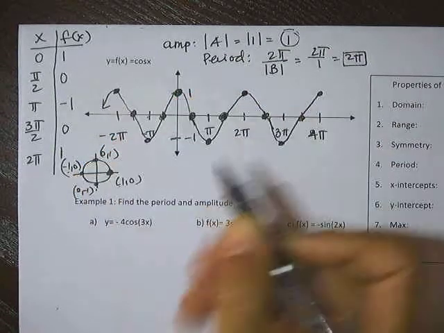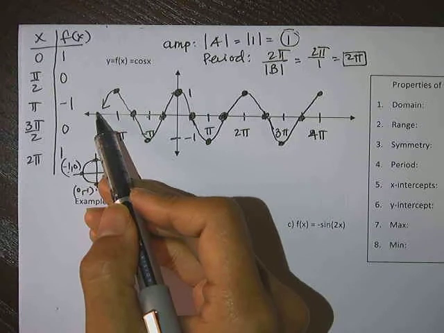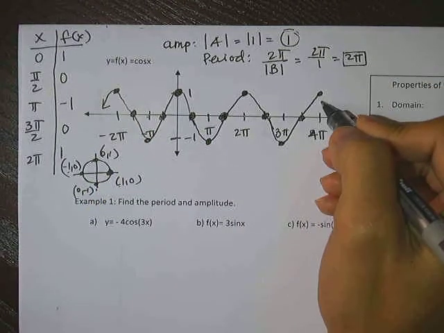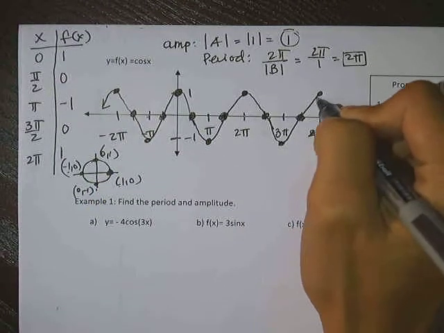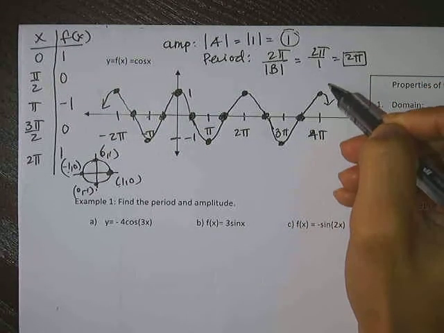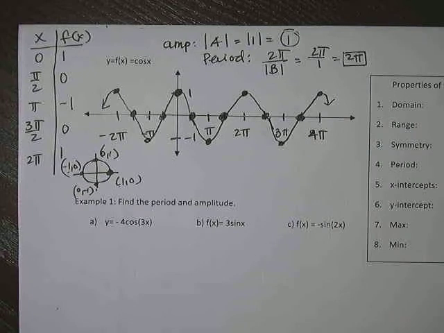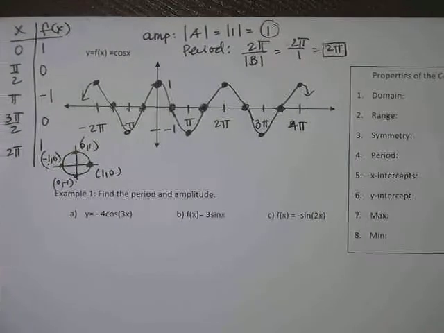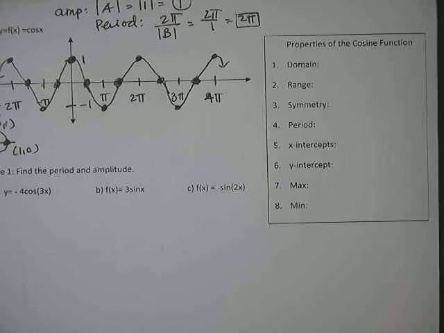Okay. To make an arrow, because I'm already at my max, I have to loop back down to make an arrow, similar to over here. Because I'm already at my top, I have to loop back down to make an arrow. Do not make an arrow to continue going up, because that would be incorrect. Okay. So now we're just going to fill out our properties of the cosine function.